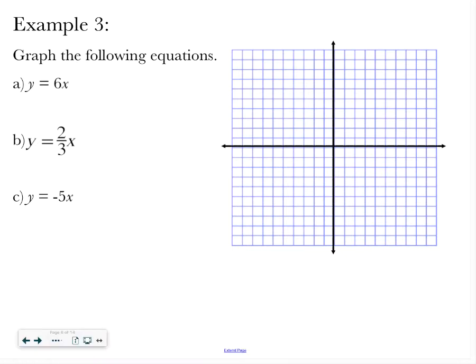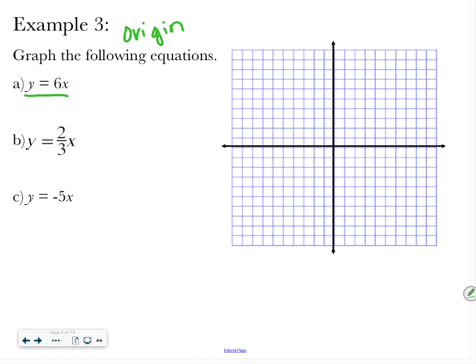All right, so example 3, let's graph the following equations. Let's practice some graphing. If I look, I have y equals 6x. One important thing to note about direct variation is it always goes through the origin. Okay, so it always goes through that point 0, 0.